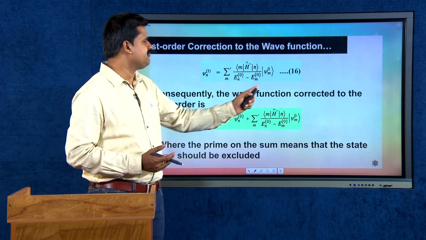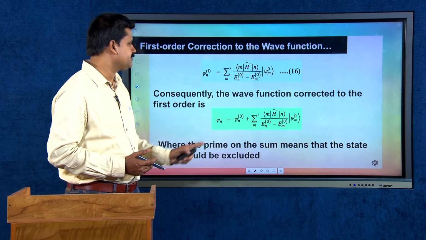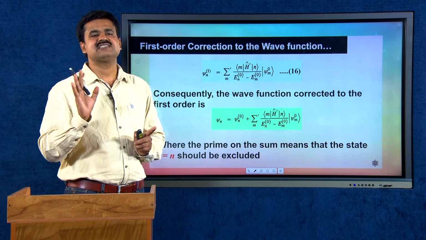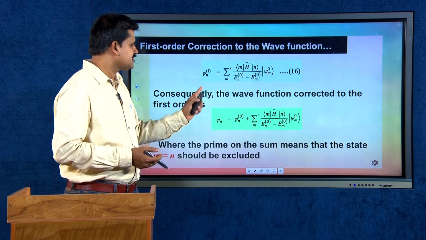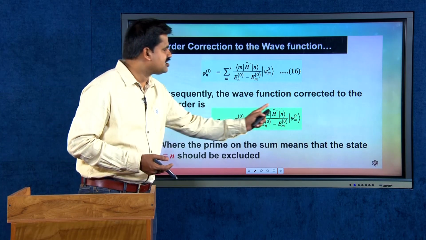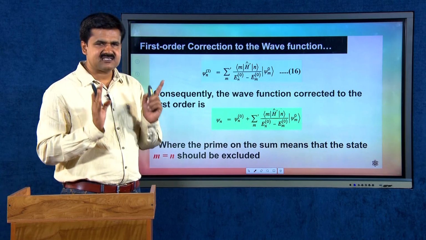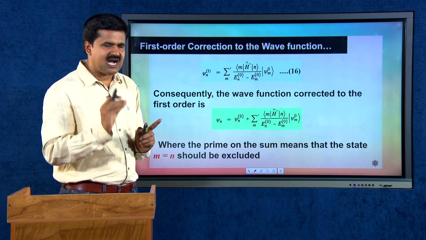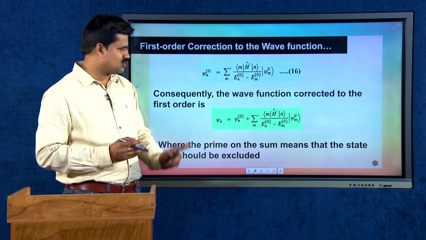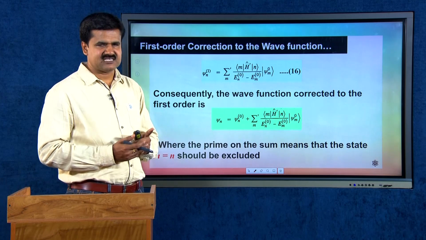Consequently, the wave function corrected to first order can be represented like this. That is, psi n 0 is the wave function, the ground state wave function of the system. Psi n is the perturbed wave function, and this term represents the first order correction. So, to get the corrected wave function, we have to add first order correction to the ground state wave function. So, this is the wave function of the present system under consideration.